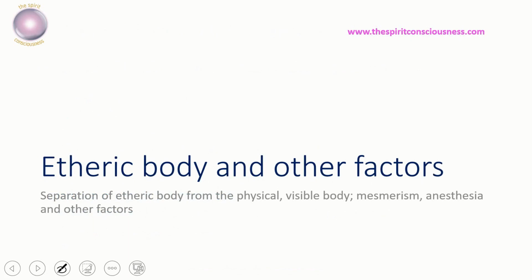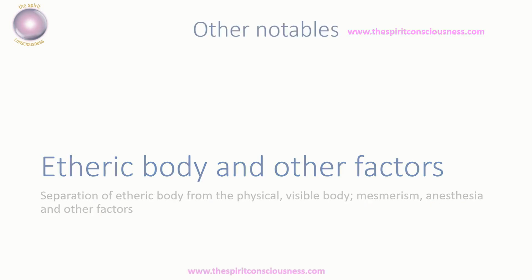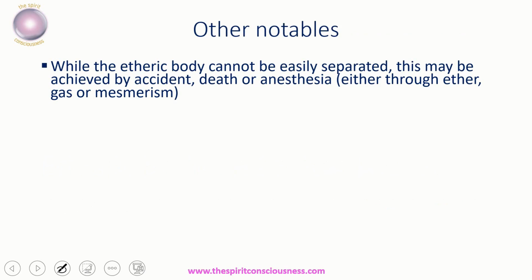So now we will see the etheric body and certain other factors like the separation of the etheric body from the physical, mesmerism, anesthesia, and certain other factors. So while the etheric body cannot be easily separated, this may be achieved by accident, death, or anesthesia, which could be either through ether, gas, or mesmerism.